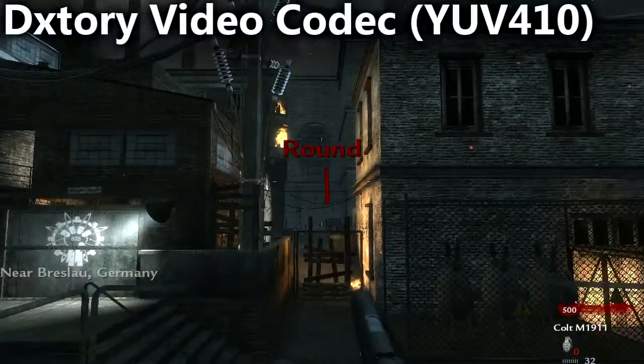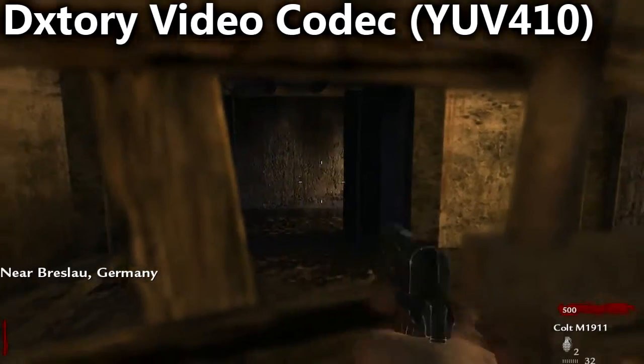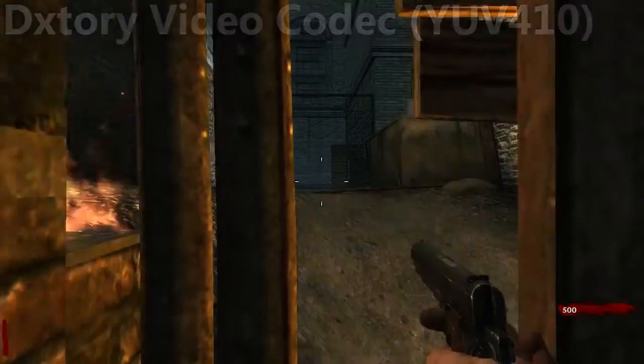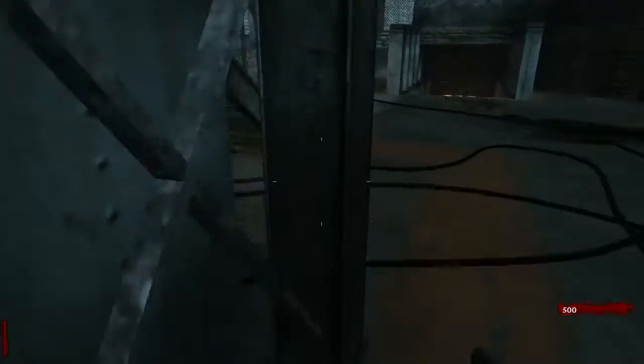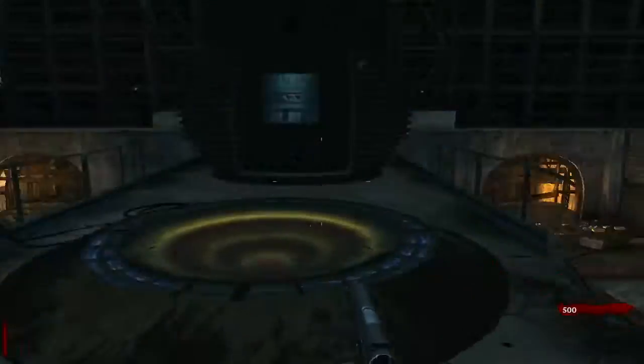Our third codec that we're going to be looking at is the Dxtory YUV 410 codec. Now one thing you're going to notice is that without color correction, this codec is very dark. I honestly don't know why it does that. The color space becomes incredibly dark compared to all the other lossless codecs that I've been using.